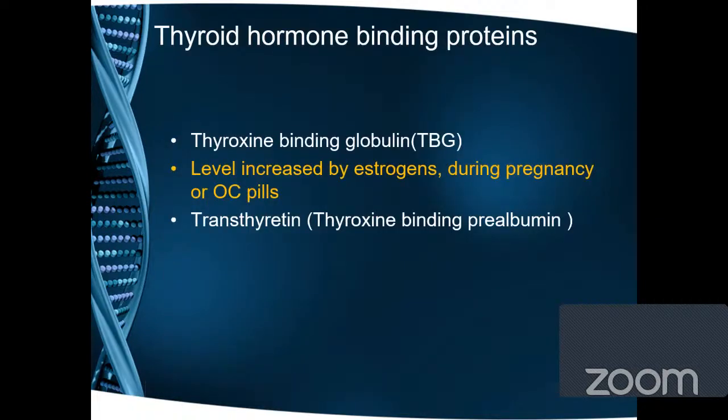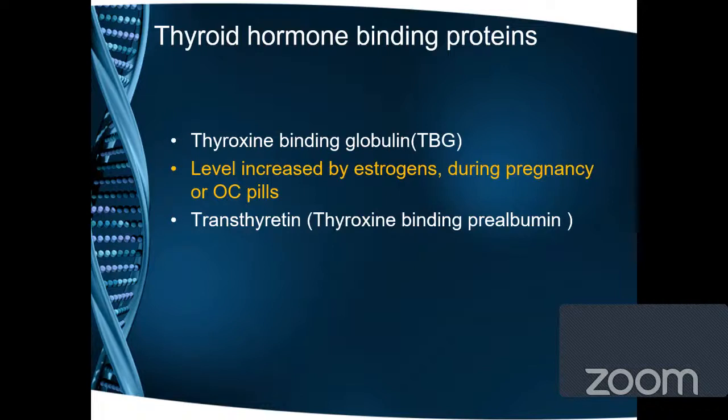After synthesis, it will be released into the circulation, in plasma. In plasma, it will bind to the thyroid hormone binding proteins, that is thyroid binding globulin, TBG. So in plasma, there will be two forms of those hormones: a bound form and a free form. So there will be free T4 and T3 and there will be bound T4 and T3.